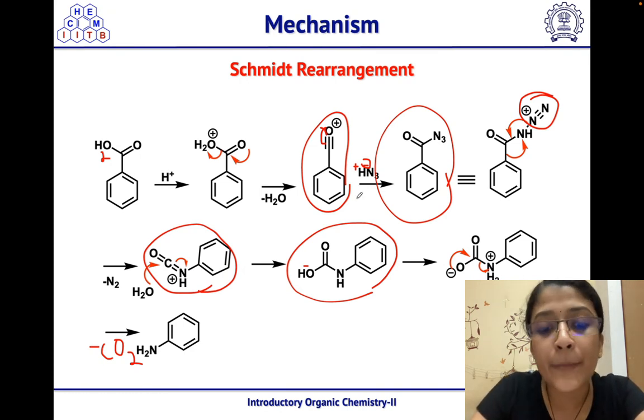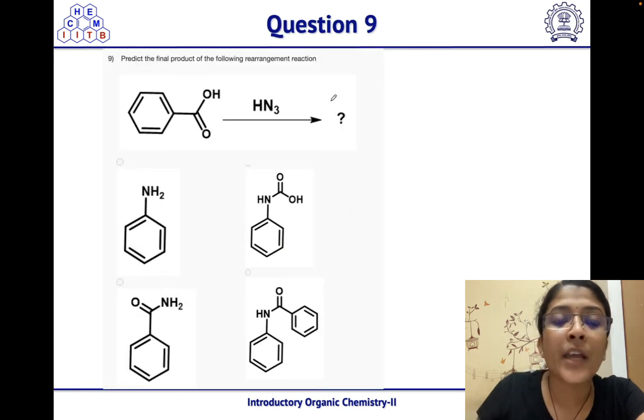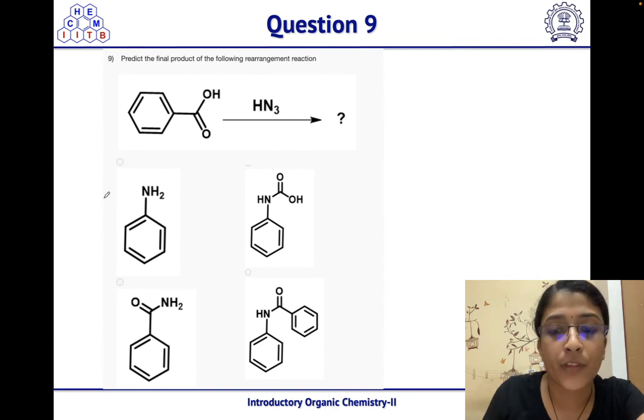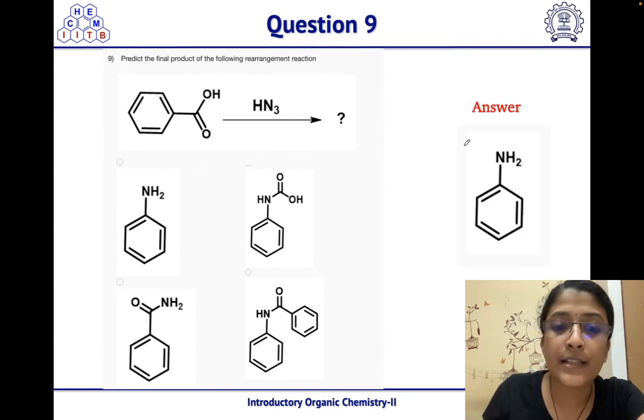Any doubt regarding the mechanism of Schmidt rearrangement? Any doubt? If there is no doubt, here we are having benzoic acid. It is converted into aniline. Correct answer is option A.